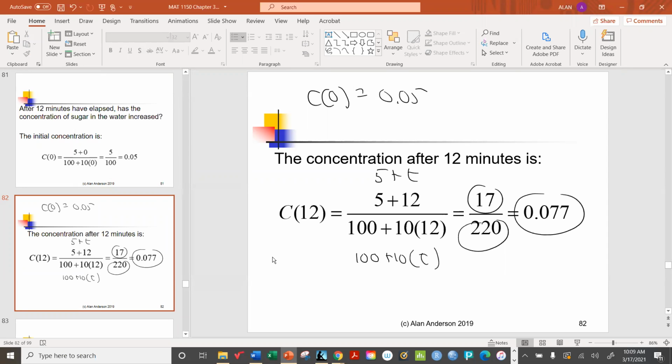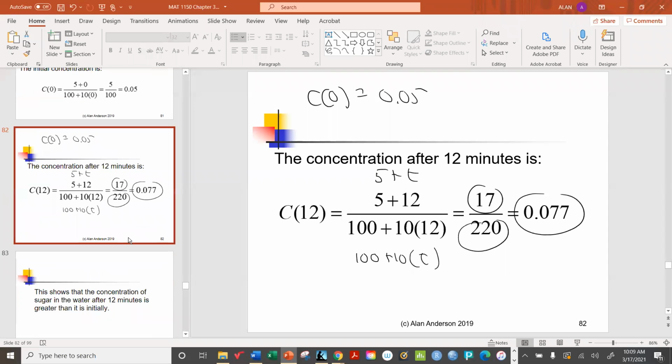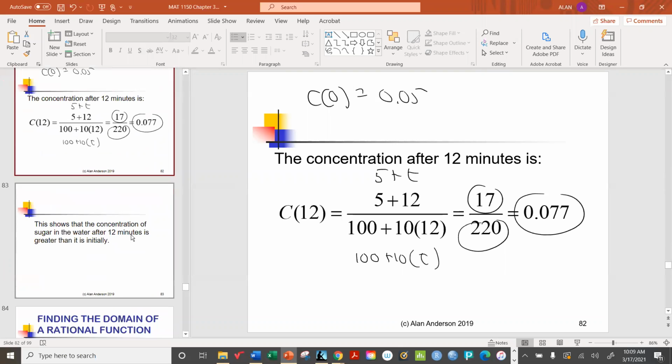which means that the sugar is filling in faster than the water. And so as a result, the liquid is becoming sweeter, I guess you could call it, because there's more sugar in it after 12 minutes than there was initially. So like I said, this is a classic example of something you might have seen in high school physics. And I don't know what we're going to do with this information, but at least we can see that the result came about by solving a rational function.